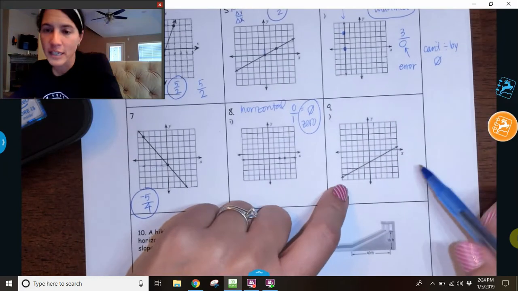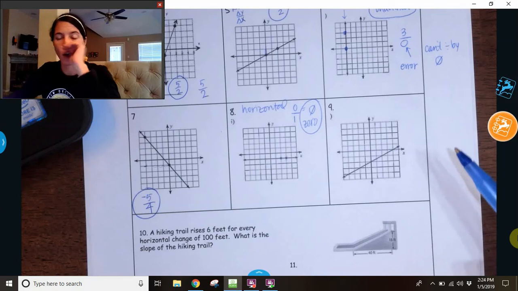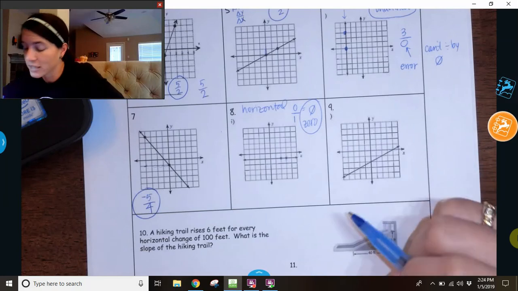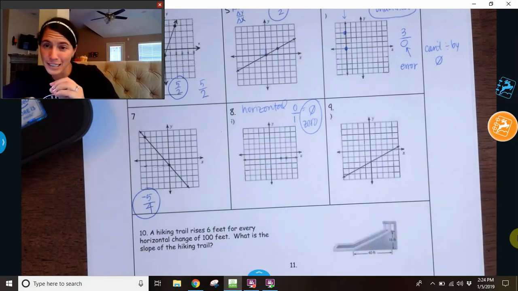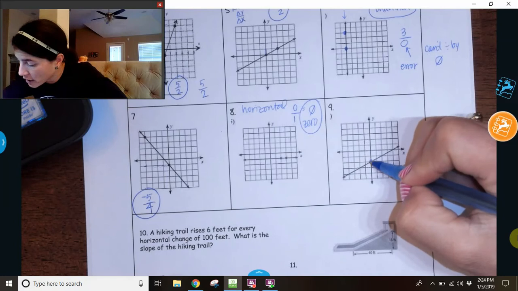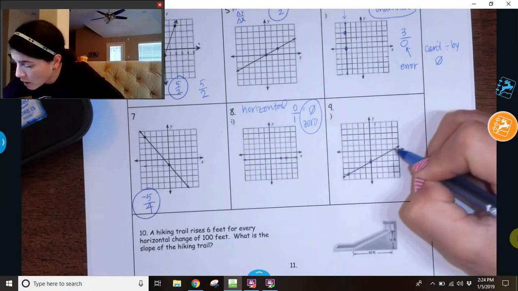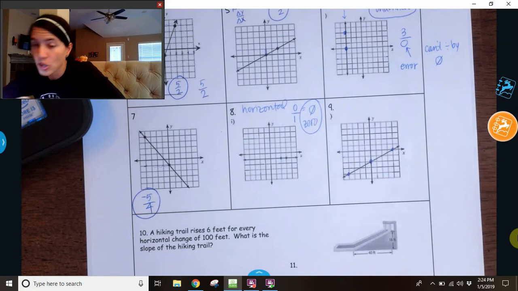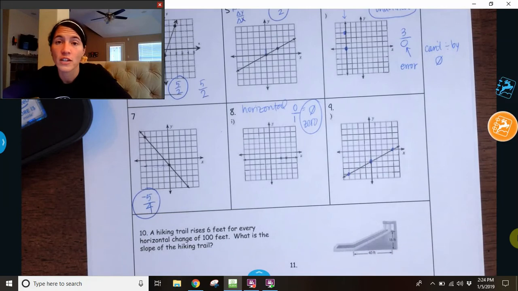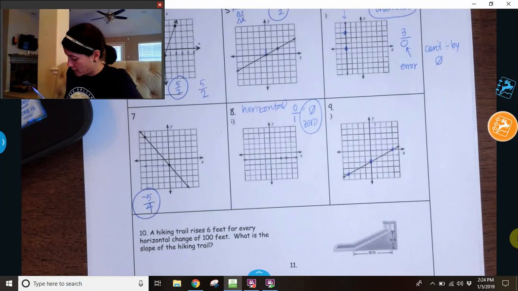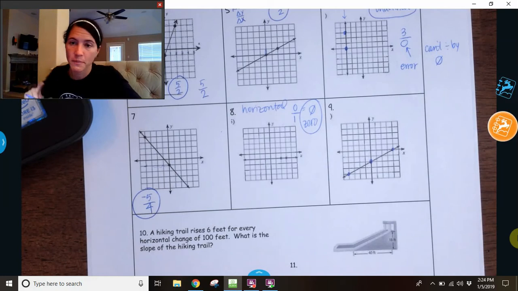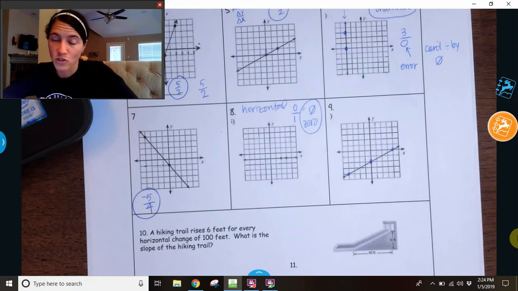All right, on number 9, you don't see the 2 dots on the line. So we need to find 2 dots, and they need to intersect nice and neatly on the grid. So I see 1 right here, and then I see 1 on each side. So I actually see 3. If you have more than 2 points on your line, it's okay. I'm going to show you actually they would all reduce.